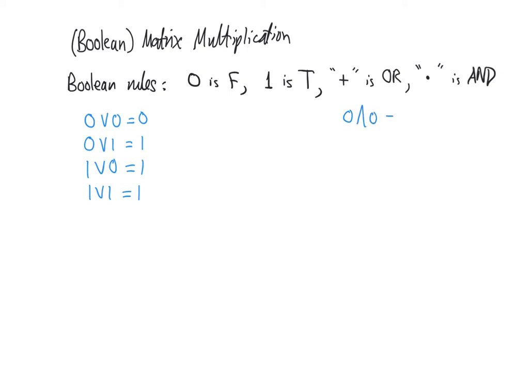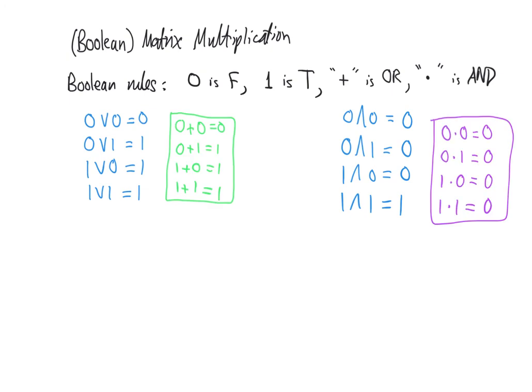0 and 0, false and false, is false. False and true is false. True and false is false. False. And true is true.